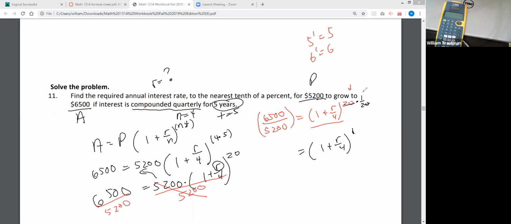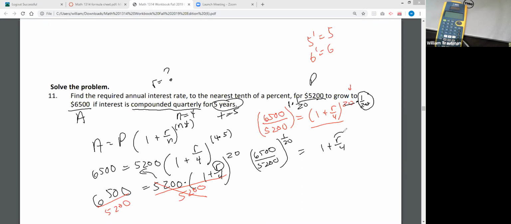That's what I wanted. So if I multiply the power on this side by 1 over 20, and when there's no power there, it's like there's a 1. So if I multiply this side by the power of 1 over 20, I'm left with 6,500 over 5,200 raised to the 1 times 1 over 20, which is 1 over 20. If you have a 1 power, you can erase it because 6 to the 1 power is 6, and 5 to the 1 power is 5. So this is what we ended up with.